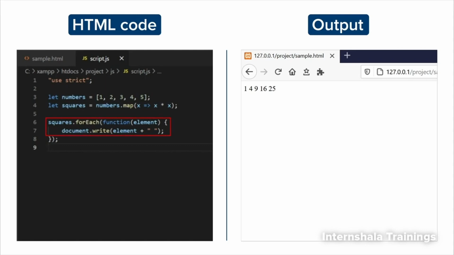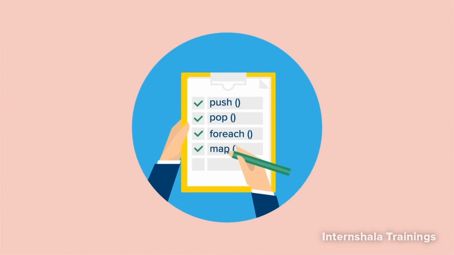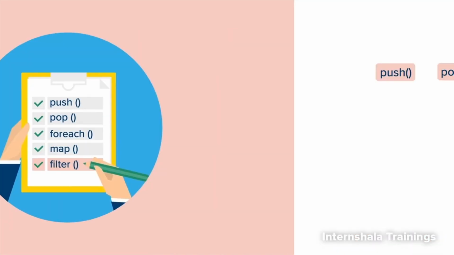And finally, using these lines of code, we are printing all the elements stored in the variable squares using the for each loop. So far, we have studied two methods in this video, that is for each and map, and I hope you have understood how these methods work. We will now discuss the third method, filter.